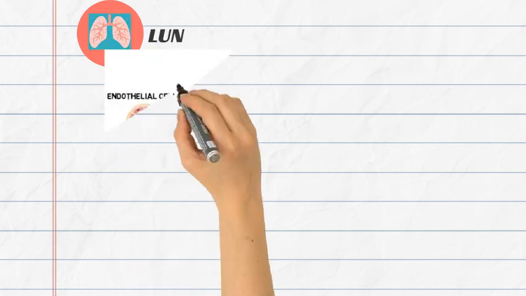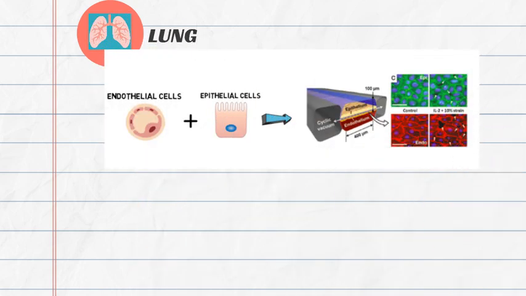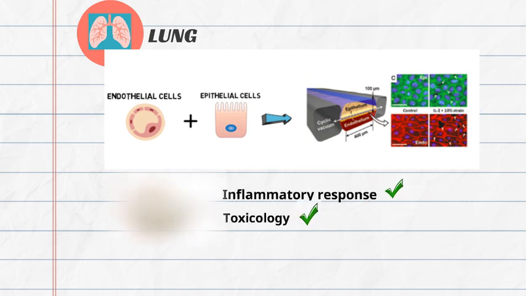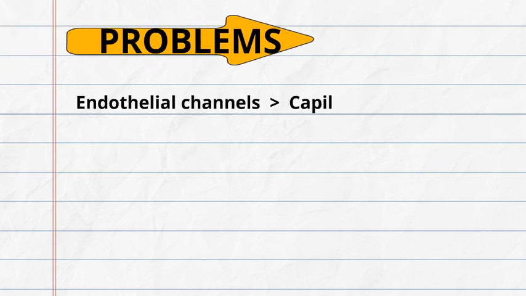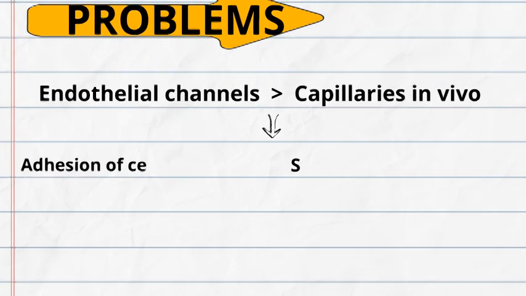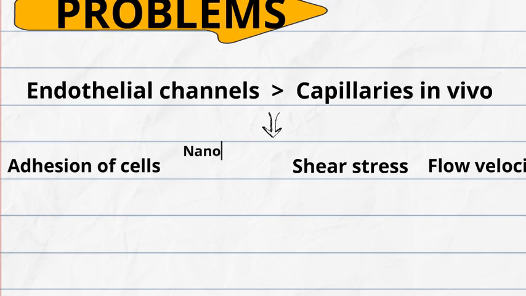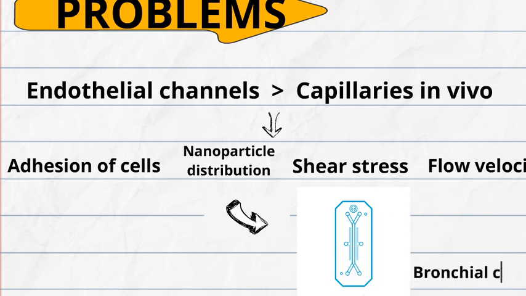Alveolar chips incorporating endothelial and epithelial cells on a stretched substrate is one of the most advanced alveolar models. Inflammatory responses in toxicology studies have been satisfactory compared to responses in ex vivo mouse models. Morphology of endothelial channels is one of the main problems in the chip, as they are much larger than capillaries in vivo, influencing adhesion of cells, shear stress, flow velocity, and nanoparticle distribution. A possible solution would be a bronchial epithelial chip.